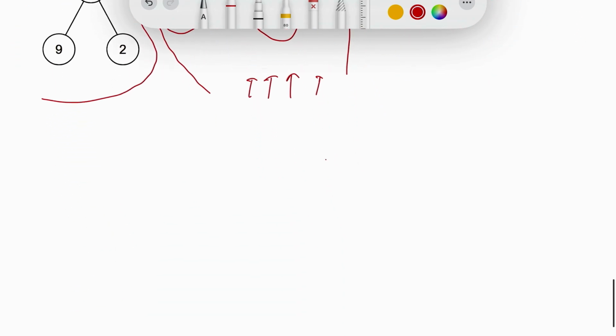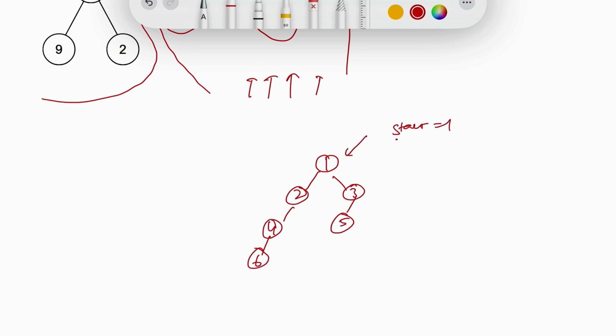Let's have another example. Let's say we have 1, 2, 3, 4, 6 and here 5, and let's say start value is equal to 1. So here we can easily see that this is our start value, and here we have to find the time in which the whole tree will get infected. So we can directly calculate the height. From the left side it is 1 unit, 2 unit, 3 unit. For right side it is 1 unit, 2 unit.